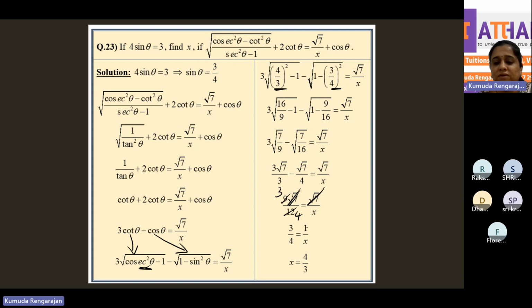So 3 by 4 is equal to 1 by x. Taking reciprocals on both the sides, x is equal to 4 by 3. 1 by x, or you can cross multiply, or you can take reciprocals on both the sides. 1 by x becomes x, 3 by 4 becomes 4 by 3. Or you can cross multiply.